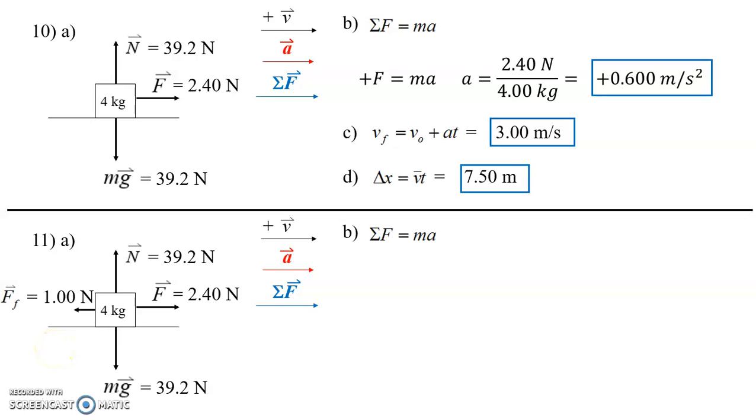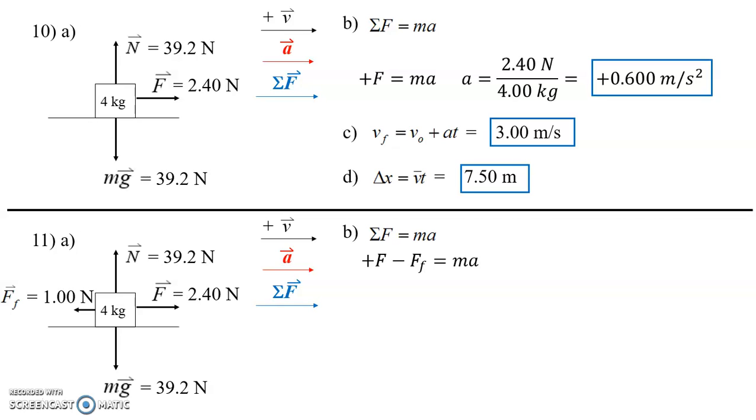To find the acceleration, of course, it's just going to be sigma F equals ma, but remember, our next step is to list each of the forces with their proper sign. We're calling right positive, so the 2.4 newtons, the applied force, is going to be positive, since it's pointing to the right. The friction force points to the left, and to the right is positive, so that's going to be a negative force of friction equals ma.